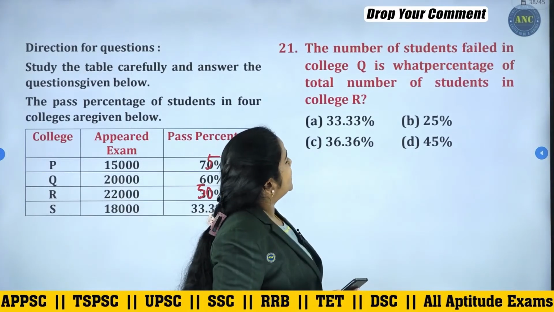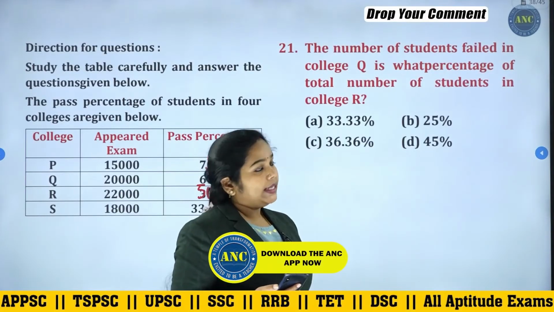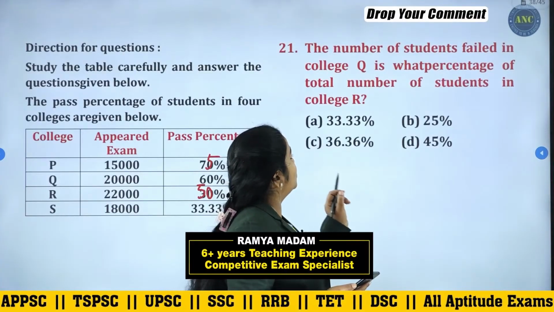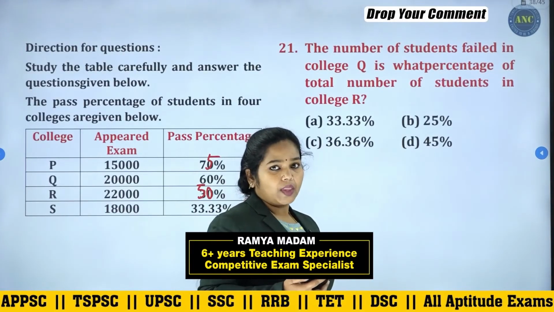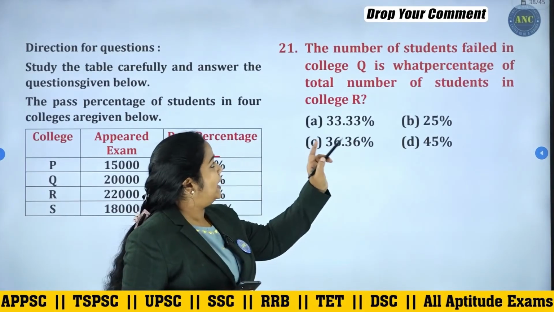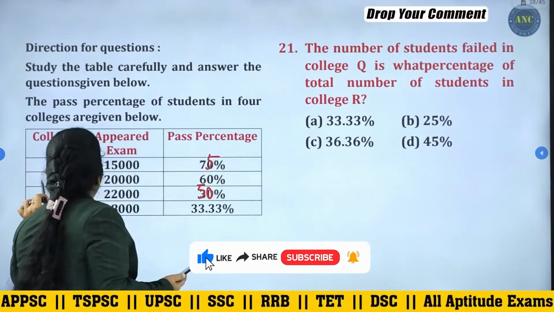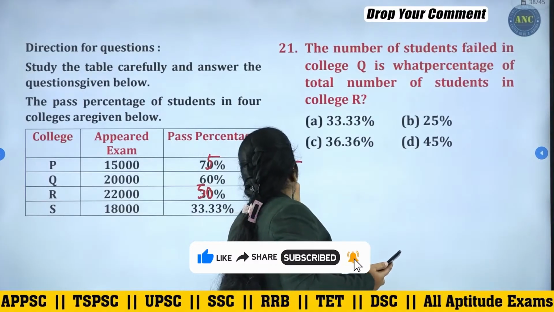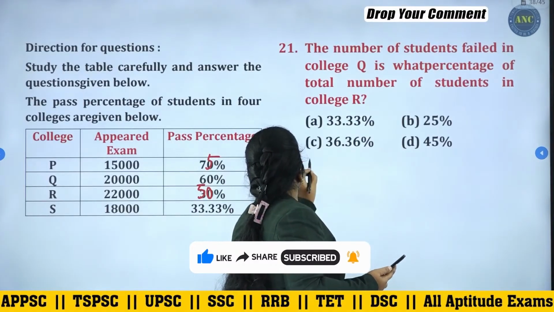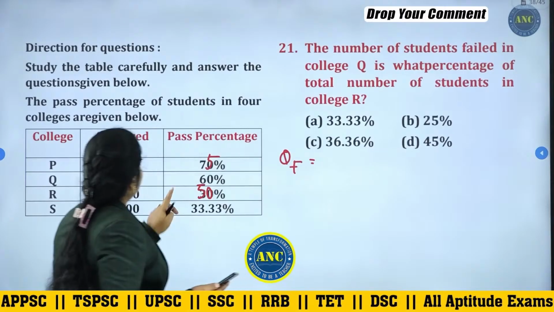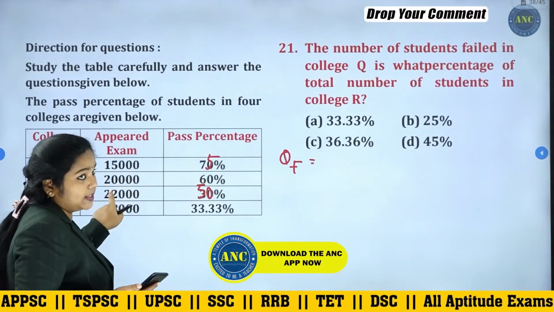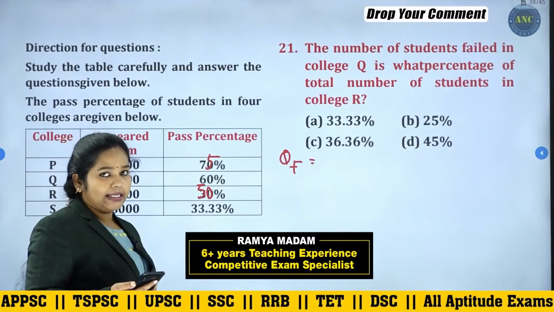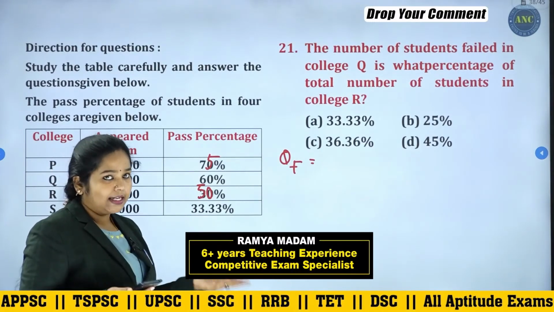The number of students failed in college Q is what percentage of total number of students in college R? Number of students failed in college Q. First, write this. Failed students of college Q is how much? Pass percentage is 60%. Then fail percentage is 40%. Yes, 100 minus 60 is 40.